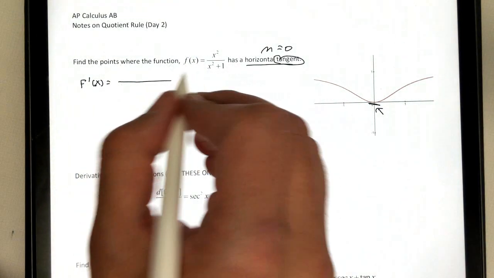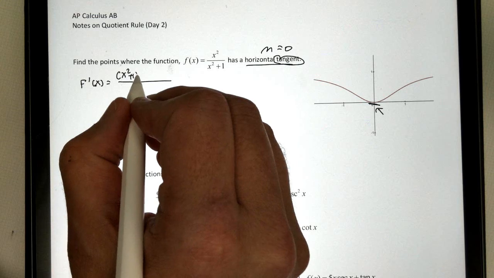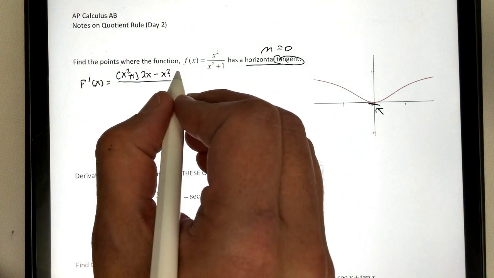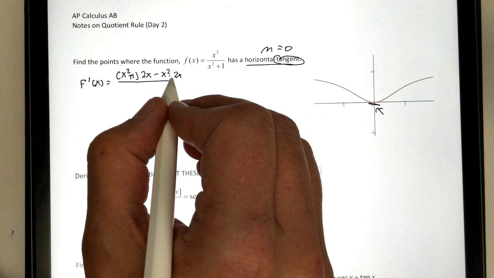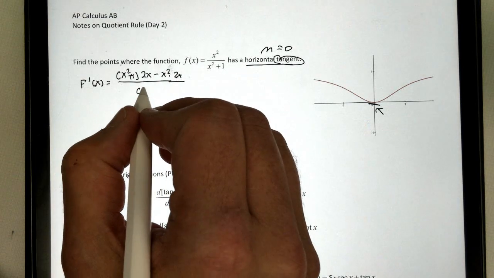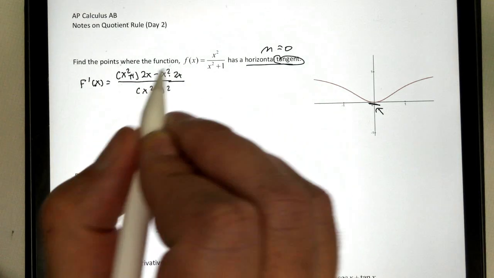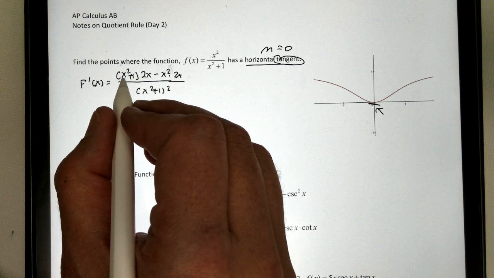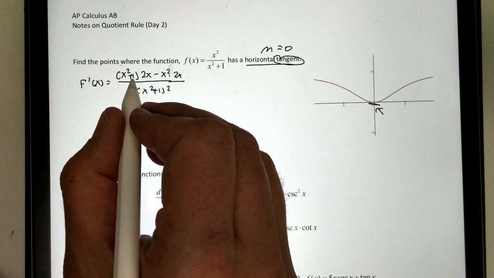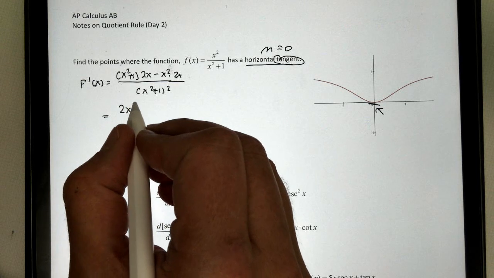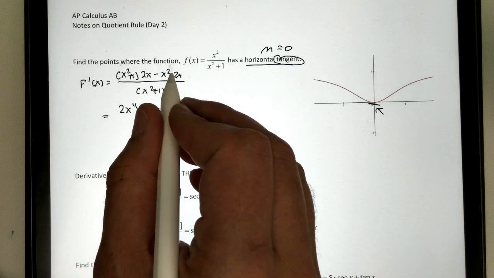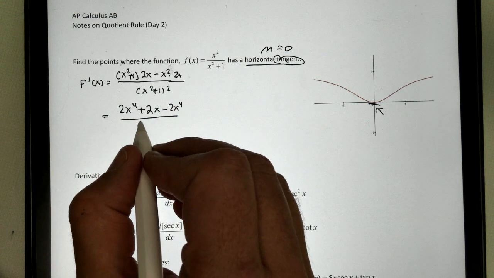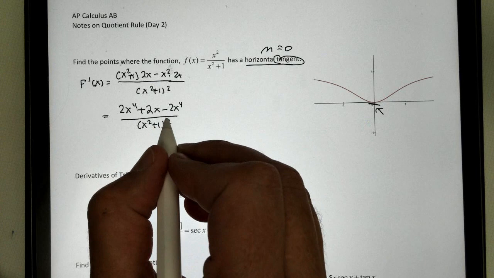My quotient rule: low, d high times 2x minus high, d low. And of course the derivative of the bottom is also 2x as well, all over the bottom function squared. I'm going to clean this up a little bit. On top here, I'm going to get 2x to the fourth plus 2x, so that's going to give me 2x to the fourth plus 2x minus 2x to the fourth, over x squared plus 1 squared.